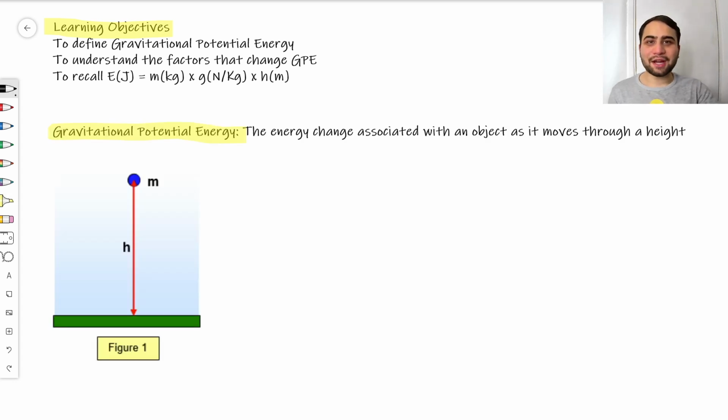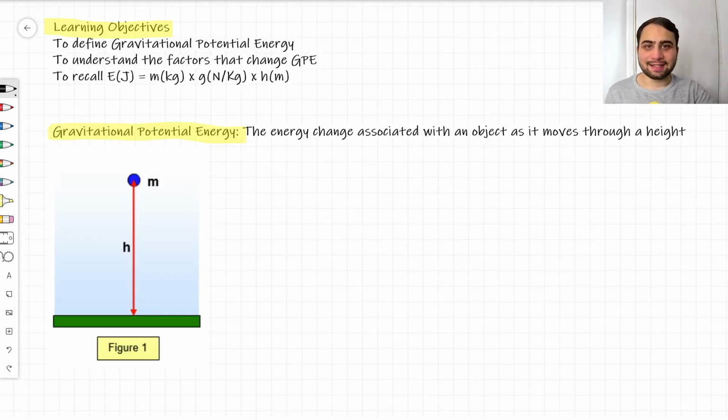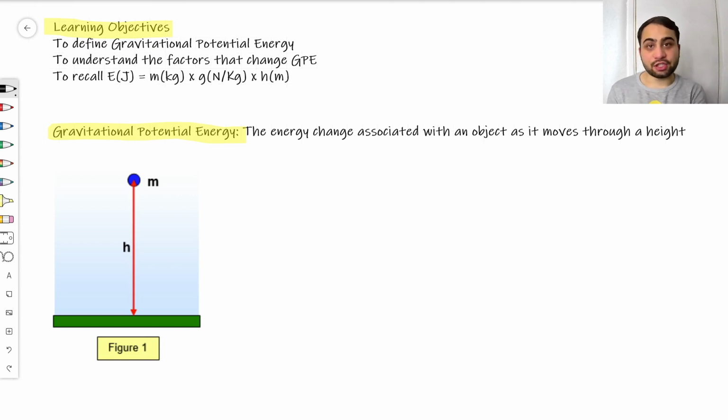Okay, so let's have a look at what gravitational potential energy actually is. Well, gravitational potential energy, or GPE for short, can be defined as the energy change associated with an object as it moves through a height. So now every time you hear or see in a question a change in height, an object moves through X distance, you think, oh, that object either gains or loses gravitational potential energy.